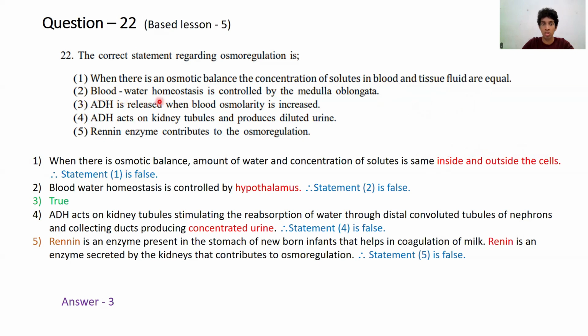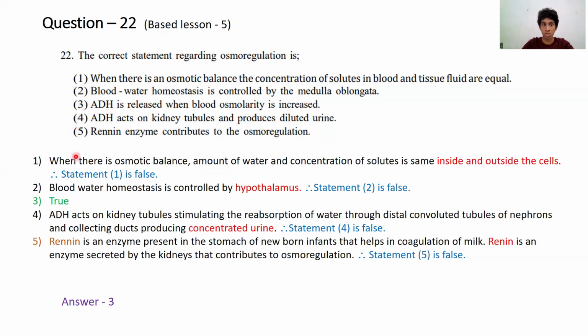2. Blood water homeostasis is controlled by the medulla oblongata. That's false because blood-water homeostasis is controlled by the hypothalamus. 3. ADH is released when blood osmolarity is increased. That's true. So when the blood osmolarity is increased, in order to reduce the blood osmolarity, ADH is secreted from the posterior pituitary. So therefore, the third statement is correct.